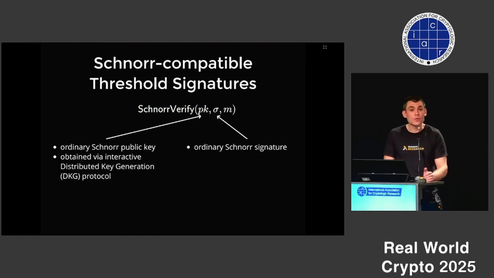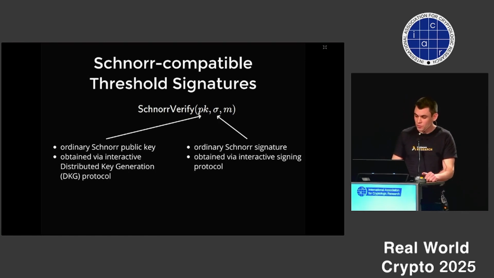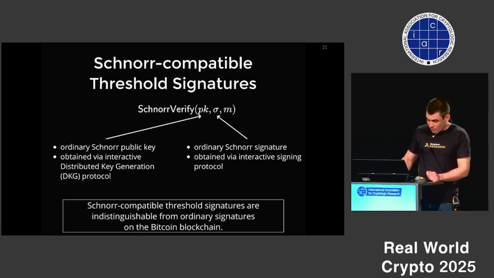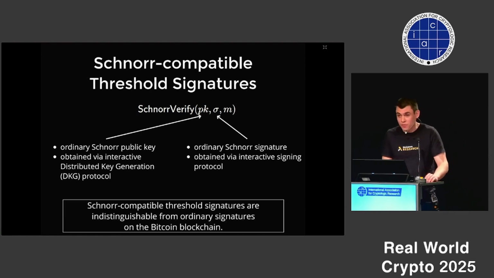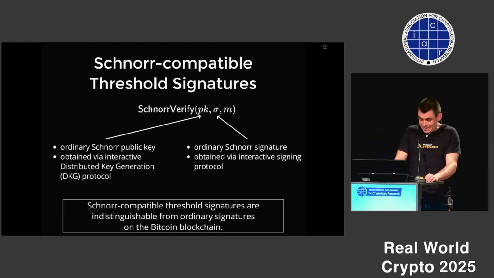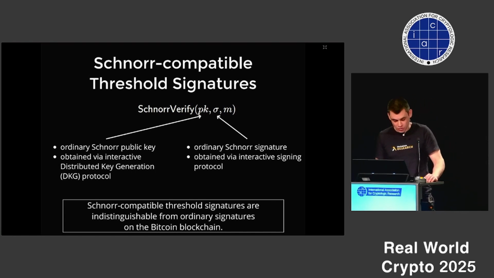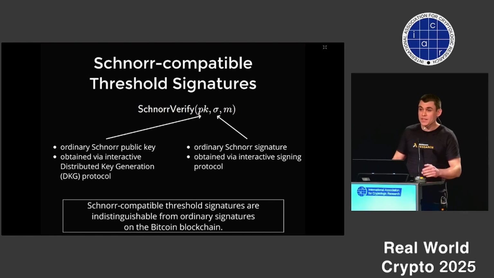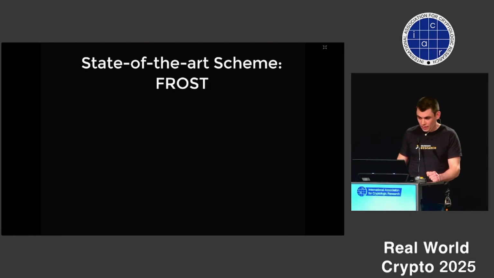The function also expects an ordinary Schnorr signature, and producing such a Schnorr signature for the threshold public key requires an interactive signing protocol. The benefit of Schnorr-compatible threshold signatures is that they're indistinguishable from ordinary signatures on the Bitcoin blockchain. That means there's no privacy loss or extra transaction fees when using threshold signatures.